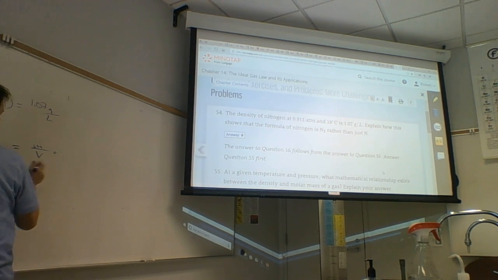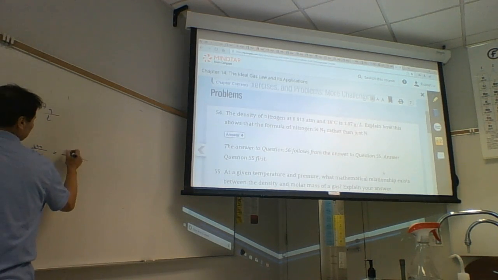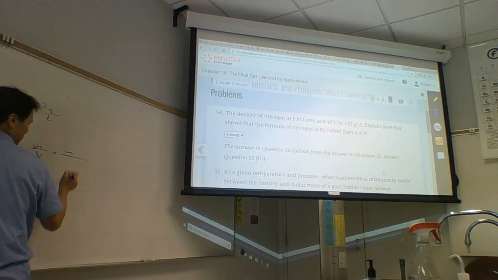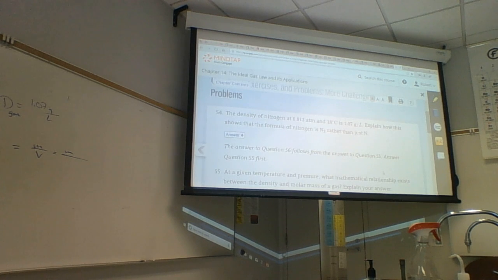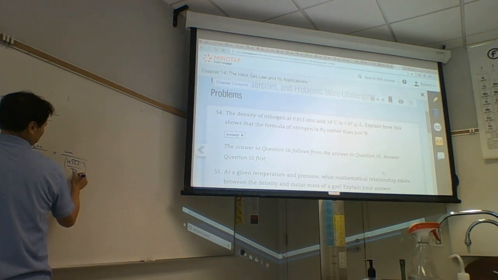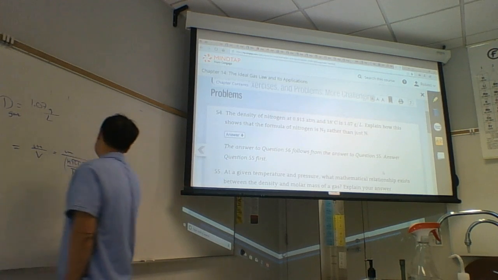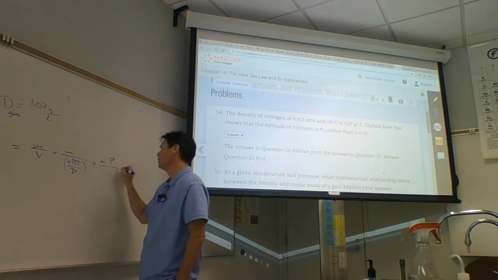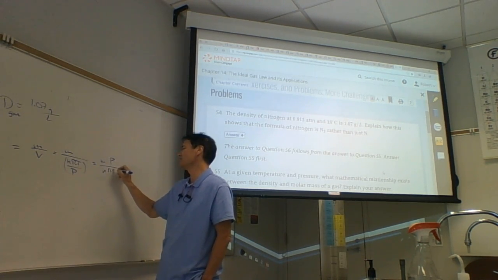And the volume, this is for a gas, so what is the volume of a gas equal to? We know that PV is equal to nRT, so we solve for volume. Volume is equal to nRT over P. So we'll just substitute that in here, nRT over P. Invert and multiply, and so that's the mass times the pressure divided by nRT.